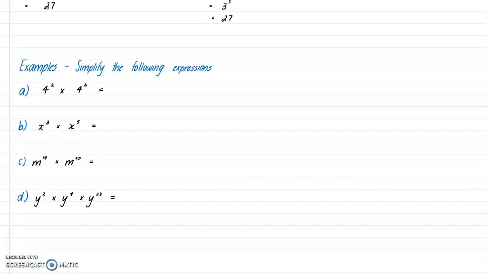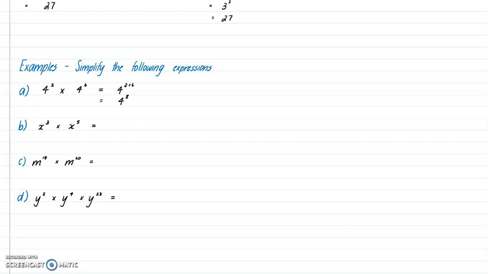So let's have a look at A. The instruction is to simplify the following expressions. So we're going to use the index law. It's 4 squared times 4 to the power of 6. Now our index law tells us that we're going to add the exponents. So it's the same as 4 to the power of 2 plus 6, or 4 to the power of 8. And it just says simplify, it doesn't tell us to evaluate the answer yet, so we can just leave it as that.